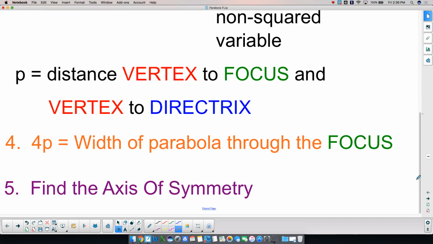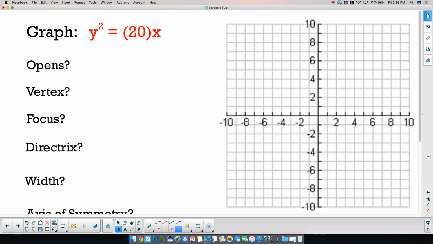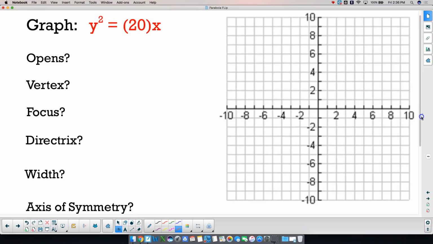So let's put this to work now, and let's go and graph this equation. So we've got y squared equals 20x. Okay? So that is the equation that I want to graph. I want to answer all of my questions. Okay? So my first step is, which way does it open?